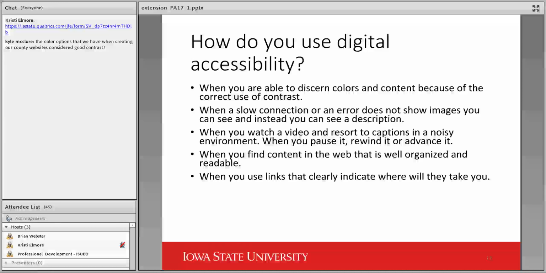When you use links that clearly describe what they stand for, basically you see a link somewhere in the content, and if it's just a URL, you don't know where that URL is going to take you. Instead of a link that says click here or read more, the link should describe where it goes, let's say we're talking about one of the things that Extension does.